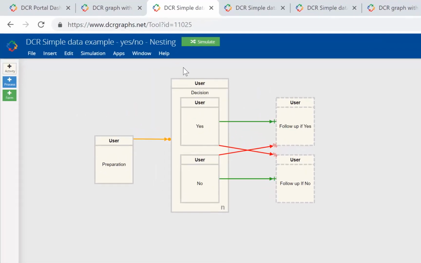As a start, let's look at a simple example where we first have to do something. Then we have to make a decision, and depending on the decision, we have to continue with different follow-up activities. The decision is made up of two activities, yes and no, nested in the decision activity. We notice the little n in the lower right corner. We can simulate the graph.